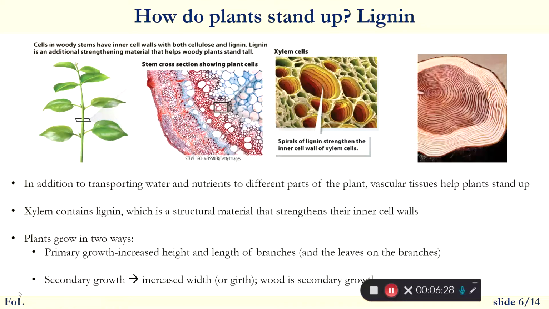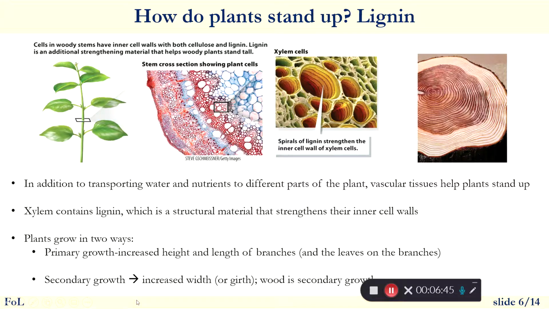Well, they have vascular tissue. And we talk about vascular tissue as being really important for moving water and nutrients to different parts of the plant. But another thing that it does is it provides a strong structure for the plants to be able to stand up. And it does it through the xylem.